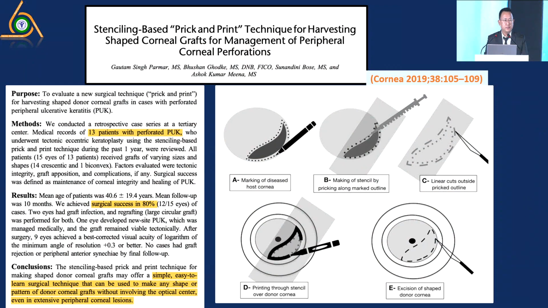Next is the stencil-based prick and print technique. This has been published and described by Dr. Gautam et al. In this procedure, they mark the diseased host cornea, followed by making a stencil by pricking along the marked outline with a 26 gauge hypodermic needle, and then cutting the pricked outline. Transparent paper or plastic is used here, and this printing is placed over the donor cornea, and the excision of the shape of the donor cornea is done, which is then sutured over the recipient bed.